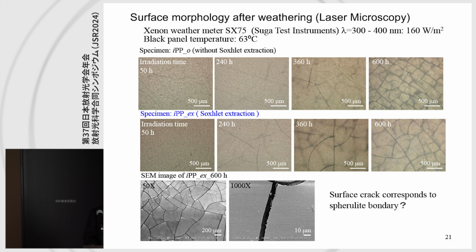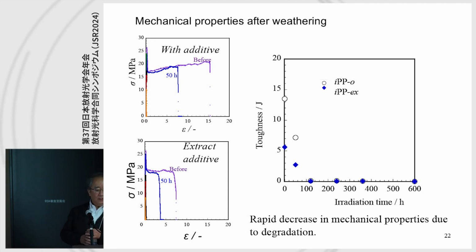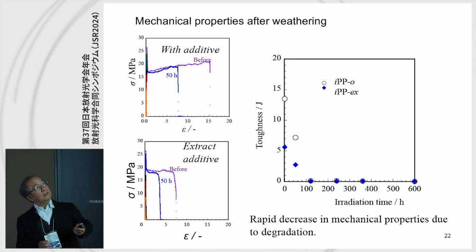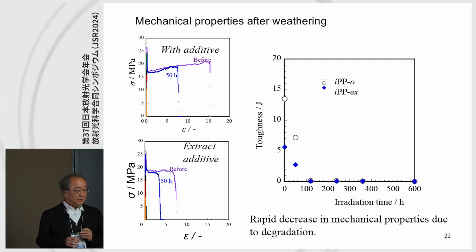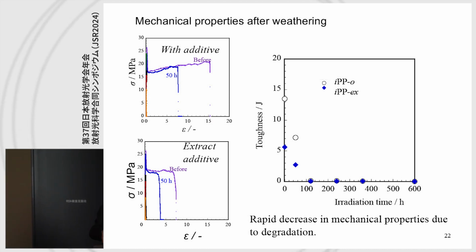And the mechanical property is degraded. This is the stress strain curve, and this way we can easily fragment the polypropylene. So not only the surface, but also in the bulk phase, they start to show degradation.